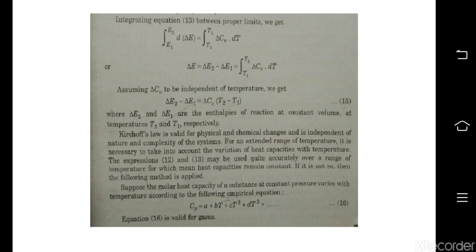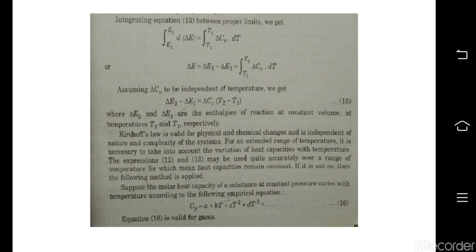Similarly, we also integrate with respect to the internal energy with limits e1 to e2. So on the left hand side we have integral put for the difference of internal energy, and on the right hand side we have a product of heat capacity and temperature. So equation 15 is change in internal energy, that is delta E2 minus delta E1. On the right hand side we have delta Cv into the difference of temperature T2 minus T1.